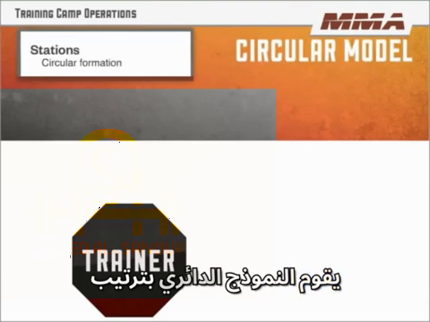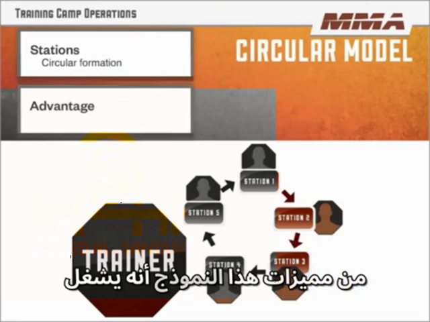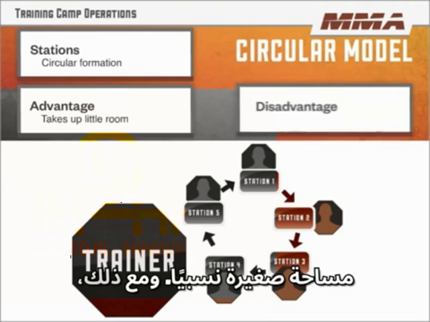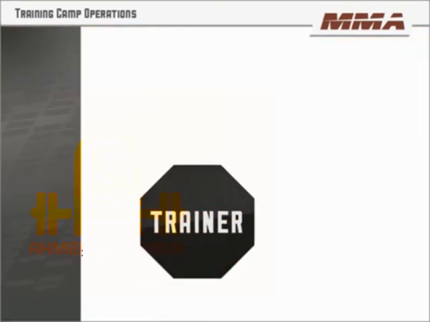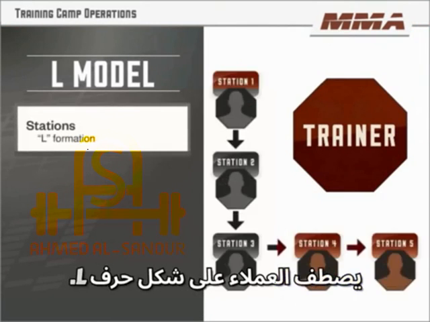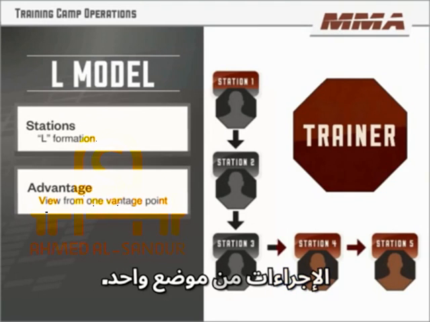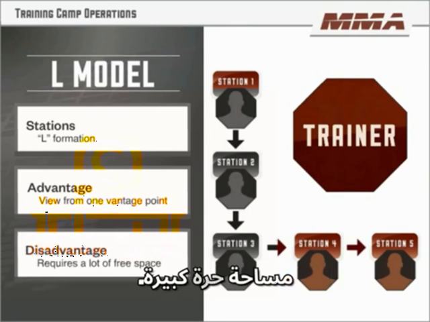The circular model arranges clients in a circular formation. One of the advantages to this model is that it takes up a relatively small amount of room. However, there is a large portion of unused space in the center of the circle. In the L model, clients line up in an L fashion, as the name implies. This model allows you to view all of the action from one position. The disadvantage is that it requires a lot of free space.